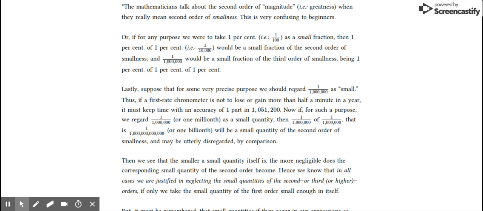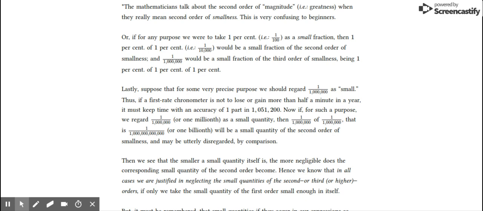Or, if for any purpose we were to take 1%, i.e. 1/100th, as a small fraction, then 1% of 1%, i.e. 1/10,000th, would be a small fraction of the second order of smallness. And 1/1,000,000th would be a small fraction of the third order of smallness, being 1% of 1% of 1%. Lastly, suppose that for some very precise purpose we should regard 1/1,000,000th as small.